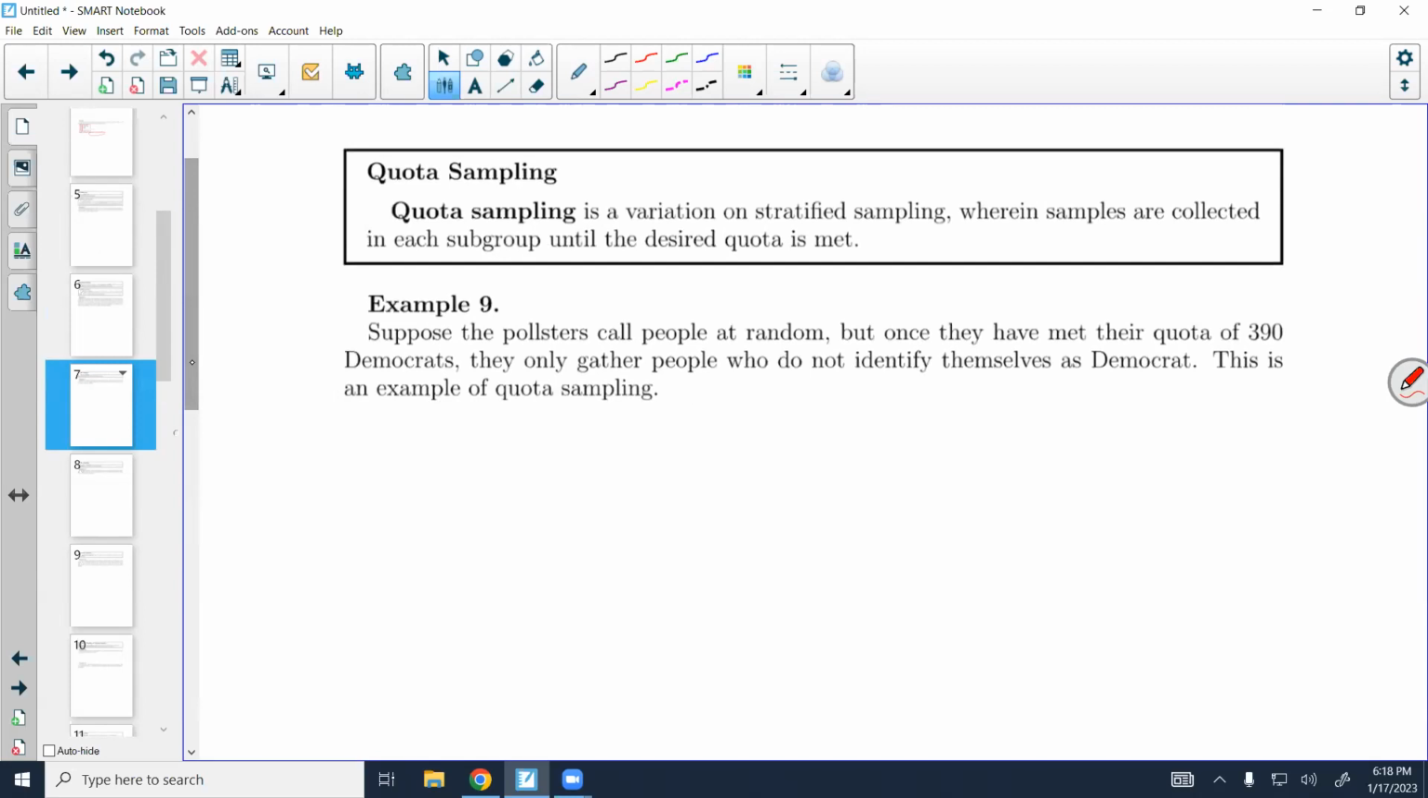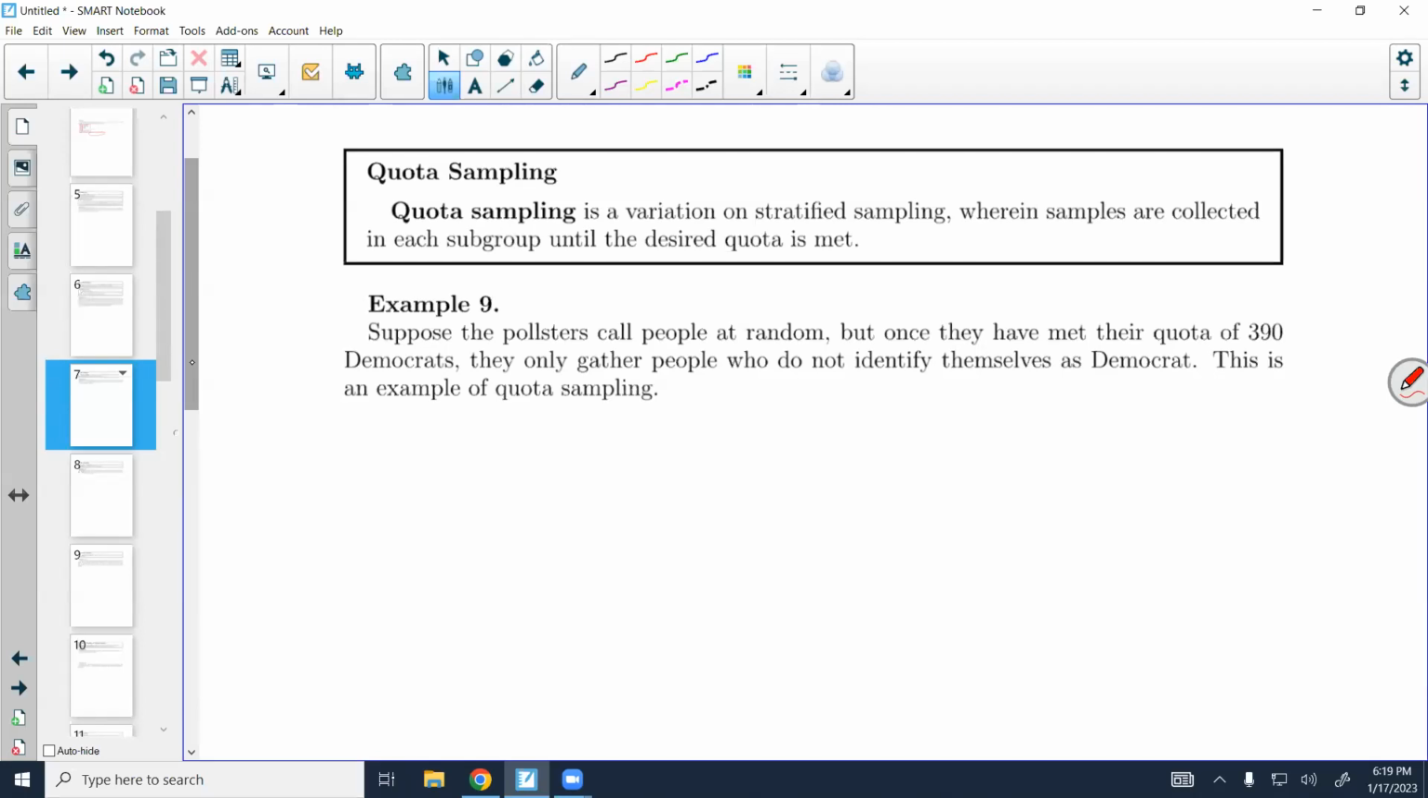Now this leads us to quota sampling. It's a variation of stratified sampling, wherein samples are collected in each subgroup until the desired quota is met. So, using the information from the previous example, suppose the pollsters call people at random. But once they have met their quota of 390 Democrats, they only gather people who do not identify themselves as Democrats. This is an example of quota sampling. So we know 39% of the population is Democrat. We want to sample 1,000 people. So we know we need 390 Democrats.